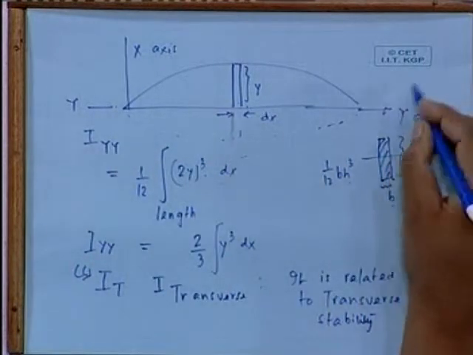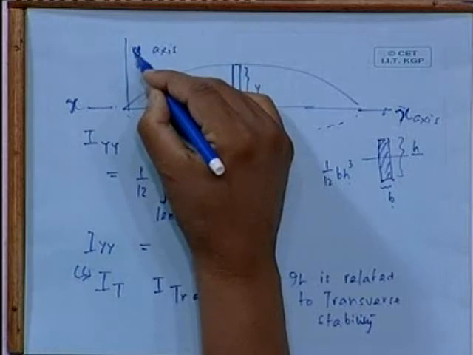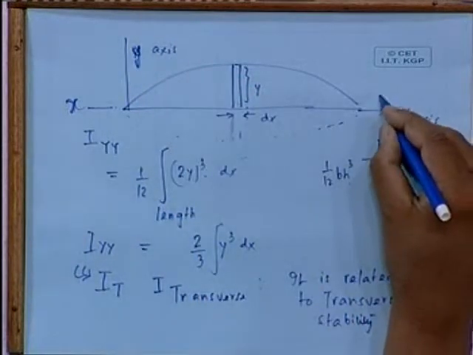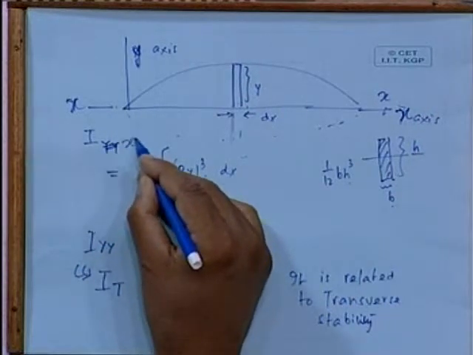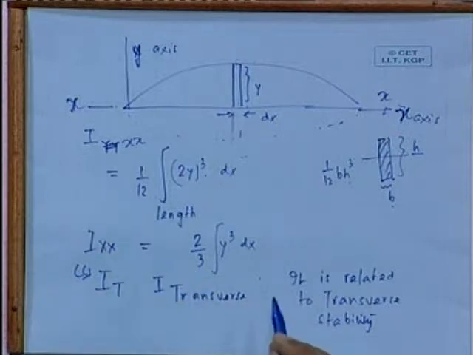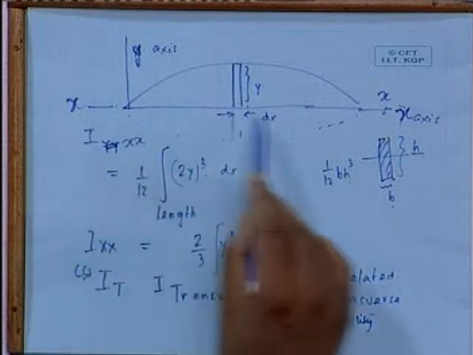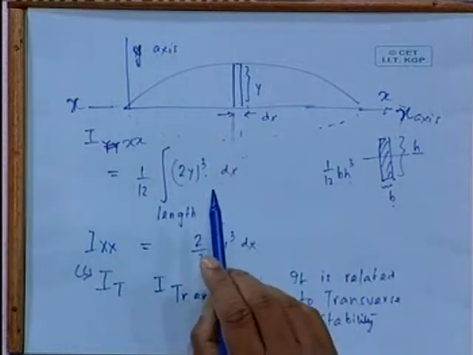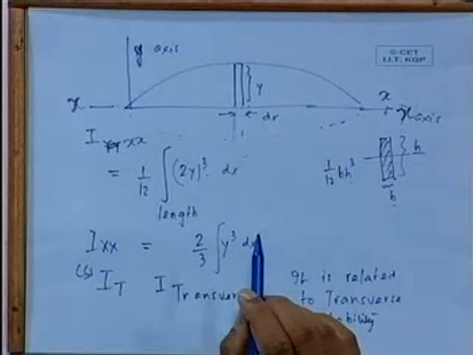Oh, sorry, I made a complete mistake. This is my x-axis. This is my y-axis. This is my x. So essentially this is xx. This was a mistake. Okay, this is Ixx, longitudinal axis.